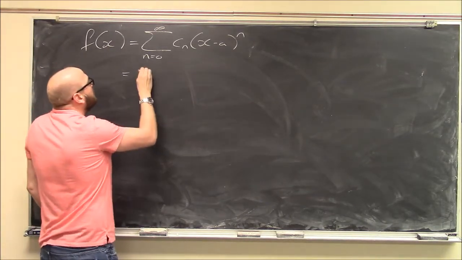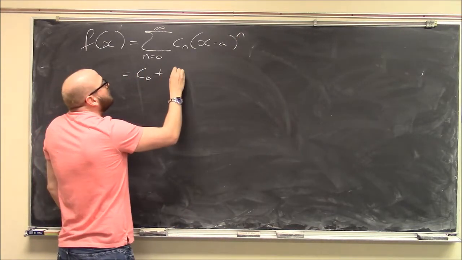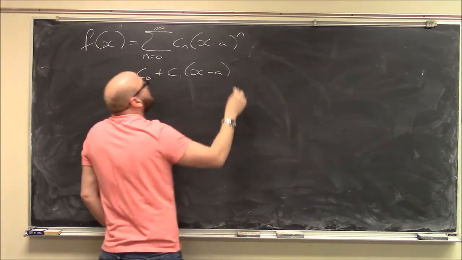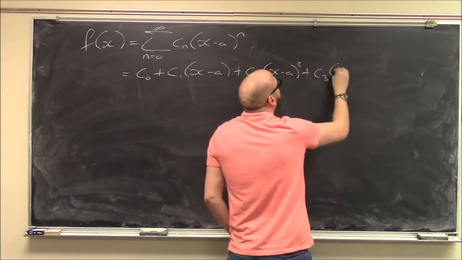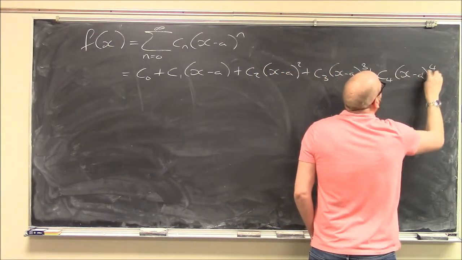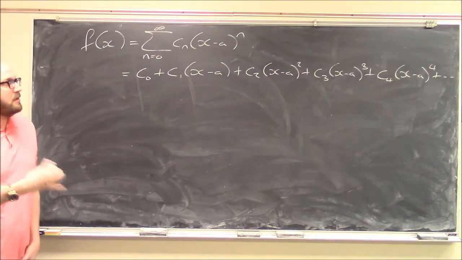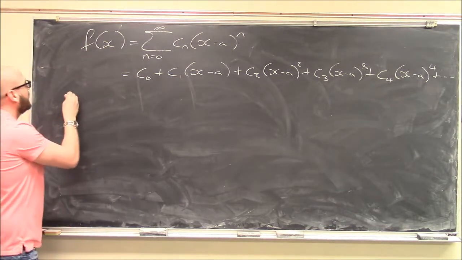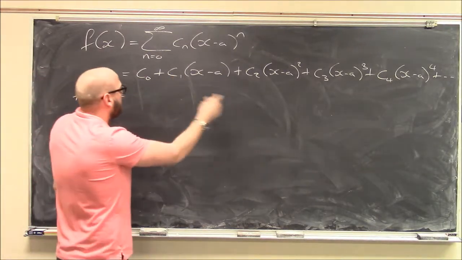So if n equals 0, we're looking at c sub naught times something to the power 0, which is 1. If n equals 1, we've got plus c sub 1 times x minus a to the 1, plus c sub 2 times x minus a squared, plus c sub 3 times x minus a cubed, plus c sub 4 times x minus a to the 4th, and so on. Okay, so there's our power series expansion. And I'm going to differentiate this, right? The left-hand side equals the right-hand side, so they should have the same derivatives. So f prime of x should equal the derivative of the right-hand side.